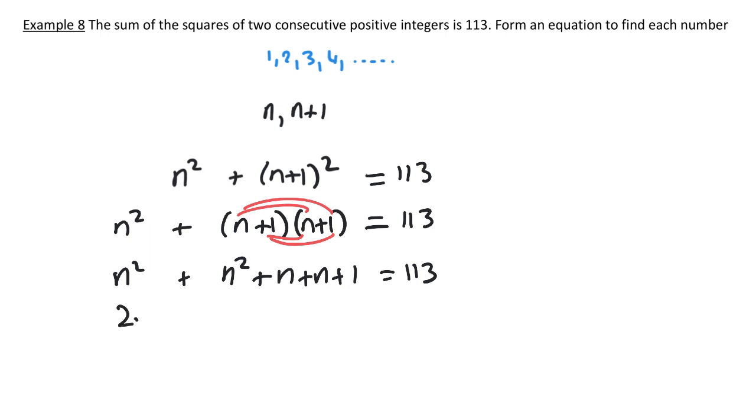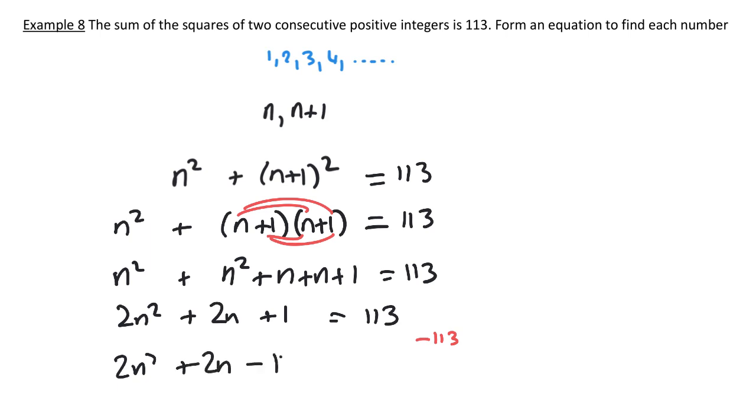And that simplifies to 2n squared plus 2n plus 1 equals 113. And what we know is that quadratic equations must equal 0. So if we take 113 away from both sides, what we get is 2n squared plus 2n minus 112 equals 0. Now, all our numbers are multiples of 2, so we can actually divide by 2 to make an easier quadratic equation of n squared plus n minus 56 equals 0.